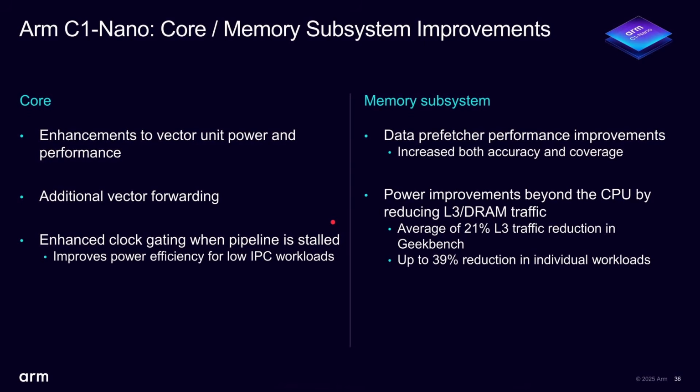Now in the core and memory subsystem improvements, there's enhancements to the vector unit power and performance. What does that mean? So even in the C1-Nano, there's a Neon unit, there's an SVE2 unit, and those have been improved for better performance. There are also changes to the memory subsystem, allowing the data prefetcher to improve its performance and accuracy.